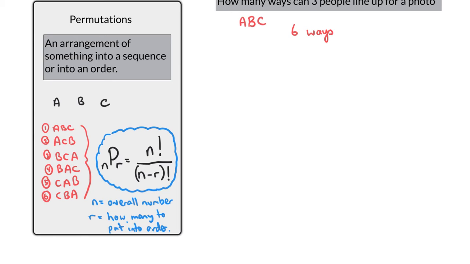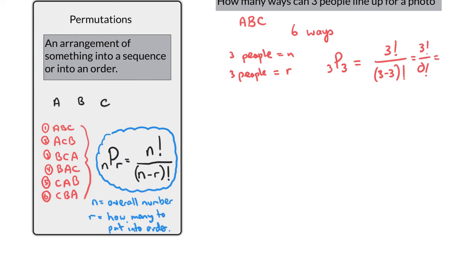So how many ways would 3 people line up for a photograph? Well, okay, we know there's 3 people in the overall group. So that's equal to n. And we know that 3 people were looking to take part in the photograph. So r is 3. So we're looking for 3P3, which equals 3 factorial over 3 minus 3 factorial. And that works out to be, well, 0 factorial is 1, and 3 factorial we know is 6. Remember, 3 factorial equals 3 times 2 times 1, which is 6.